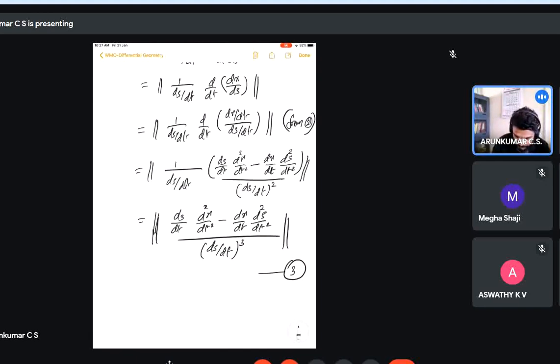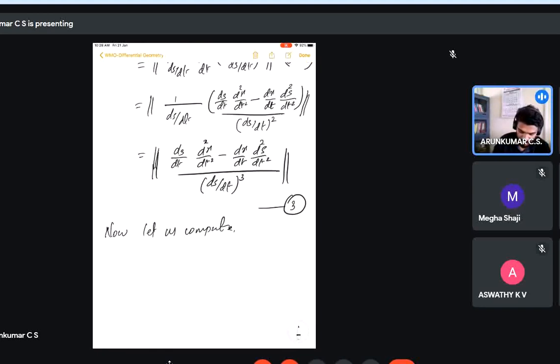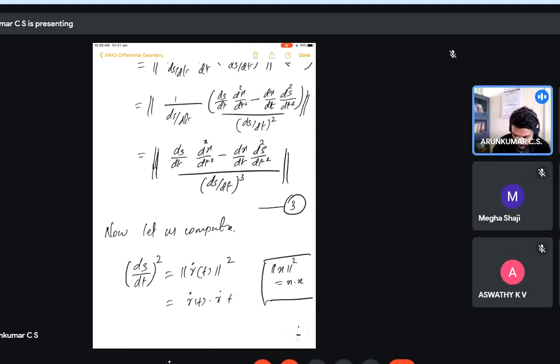Now let us compute this quantity, ds by dt whole square. We know ds by dt, the derivative of the arc length, is nothing but the norm of the derivative of gamma, gamma dot t, and so this is its square, right? And we know the norm of x square is the inner product, or dot product, of x with x. So this is the same as gamma dot t dot gamma dot t, right?